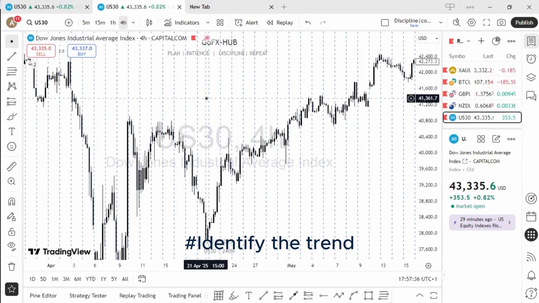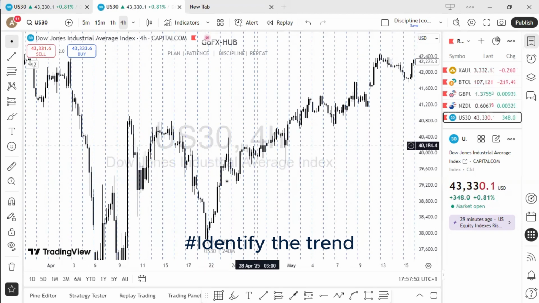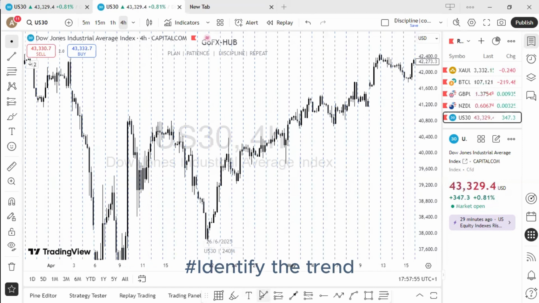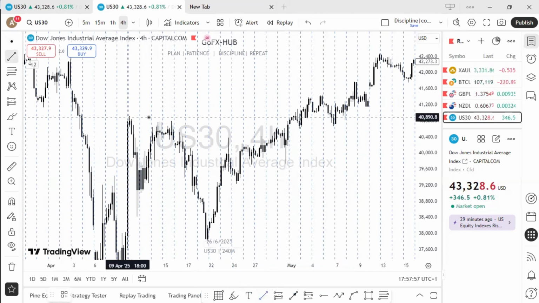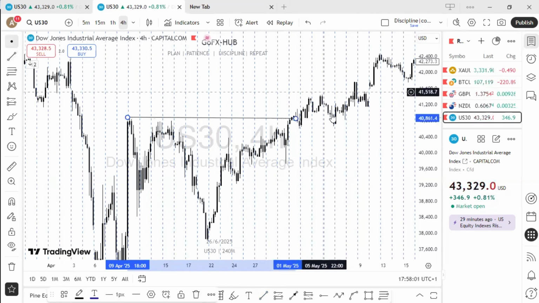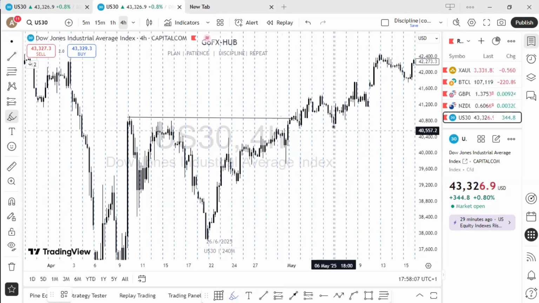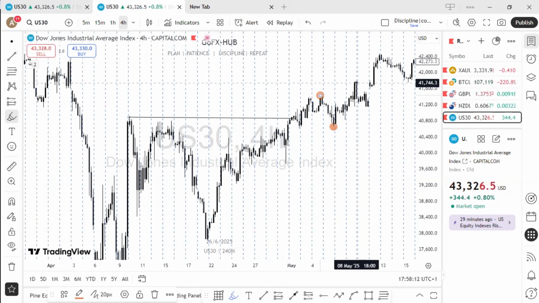For this, you know your market structure when you can identify whether a market is an uptrend, a downtrend, or a ranging market. And how will you know an uptrend? An uptrend is a trend that has consistent higher highs and higher lows. When it breaks a structure above, it creates a higher high, then a higher low, then another higher high.